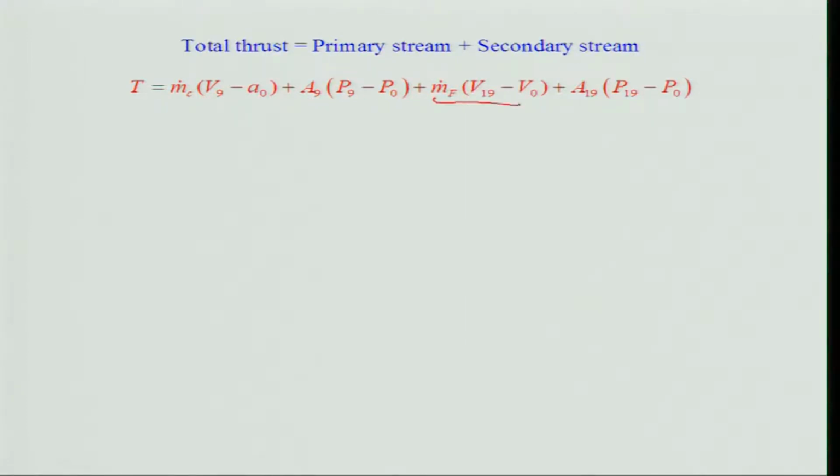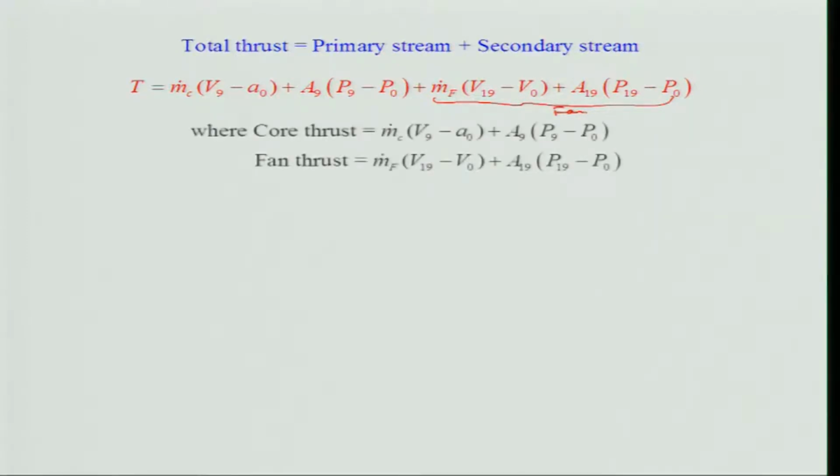Similarly, this portion is for the fan, right, that is m dot f into V 19 minus V naught, contributed due to the momentum change in the nozzle, expansion due to the nozzle, and A 19 into P 19 minus P naught is basically the pressure thrust in the fan due to expansion in the nozzle, the fan nozzle basically.